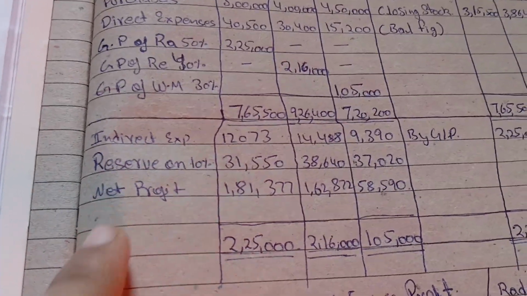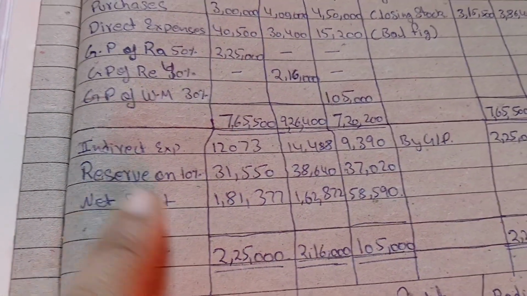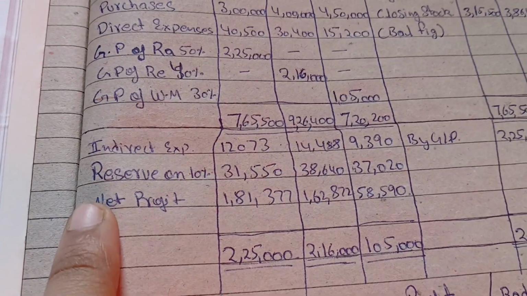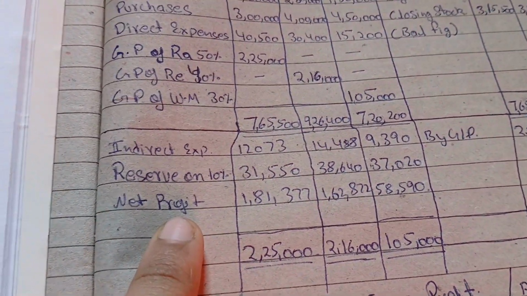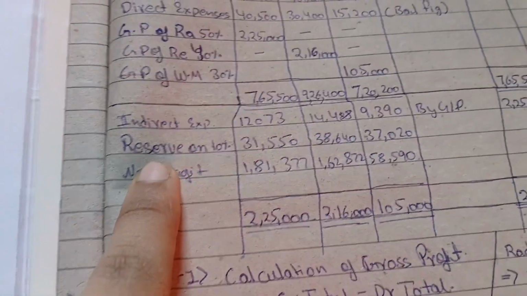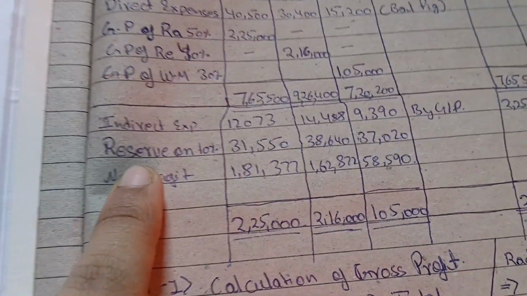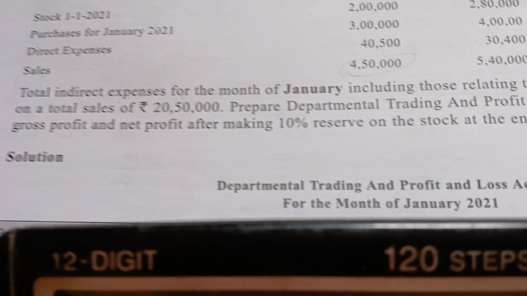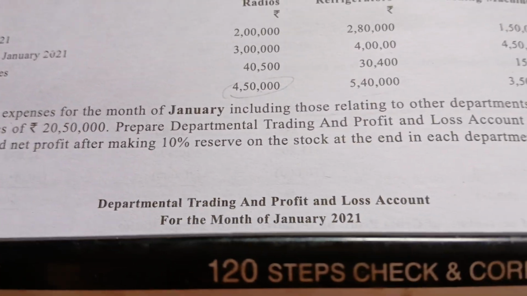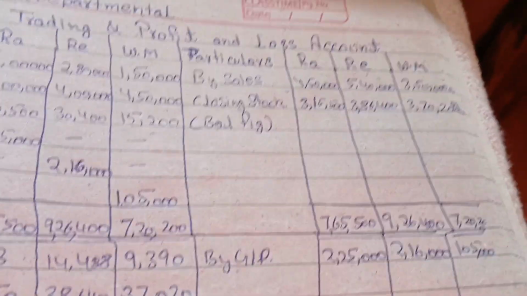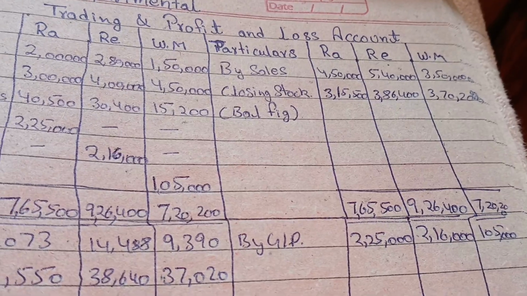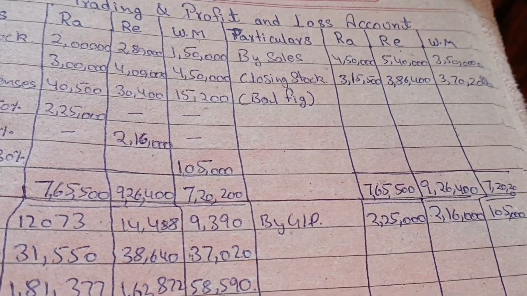On the debit side, we put the items: indirect expenses, reserves at 10%, and after that we find the net profit. Another adjustment given in this question is making 10% reserves on the stock at the end of each department. Here the closing stock is 3,15,500.